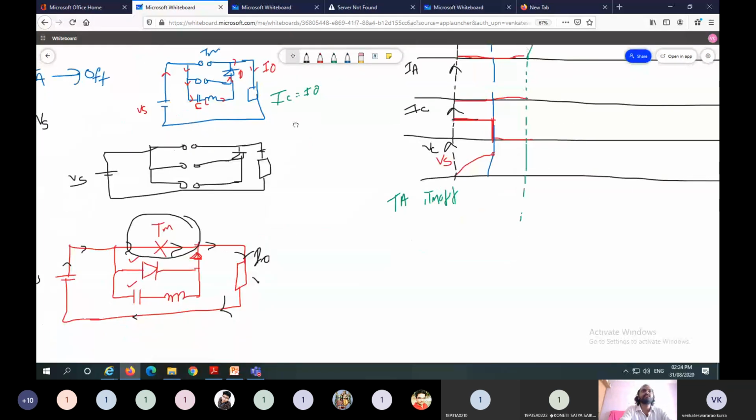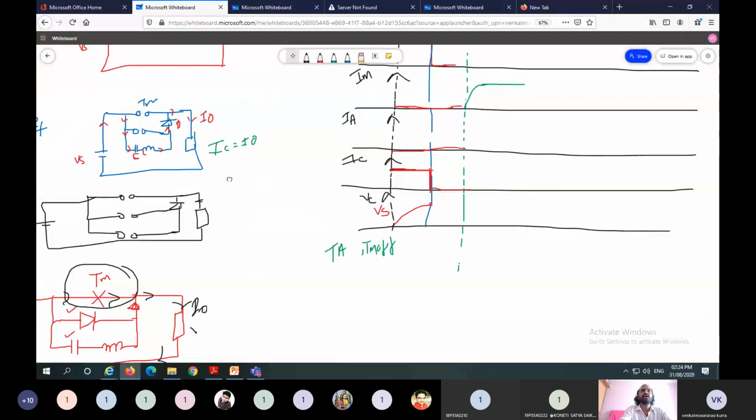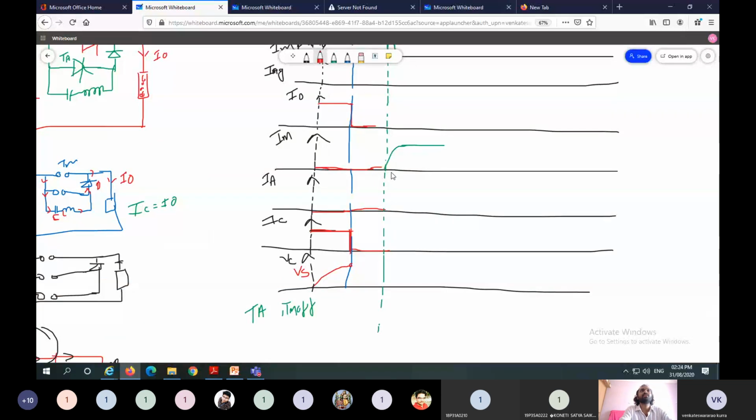In this time period, this one is for auxiliary current. Auxiliary current is also 0. And the capacitor is also in normal state. In this period, TM on. At this line, TM on, TA off. Main thyristor is in on condition and auxiliary thyristor in off state.